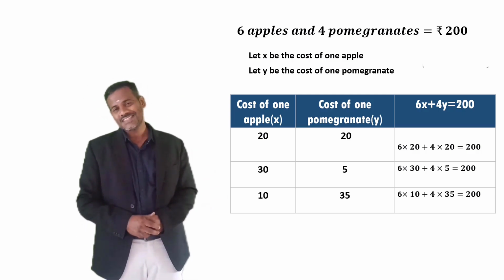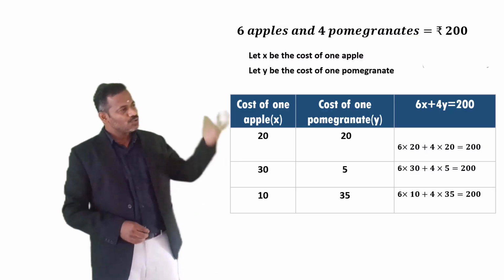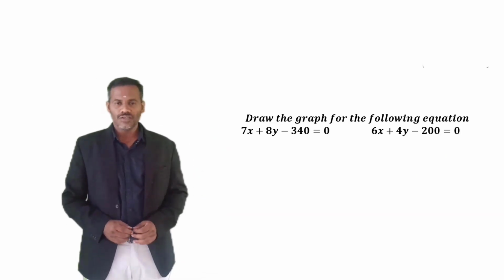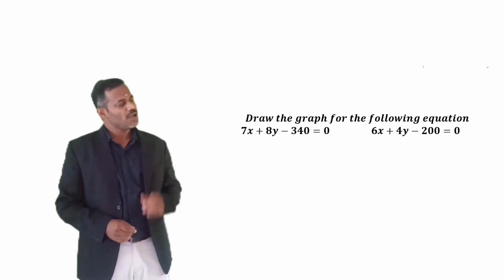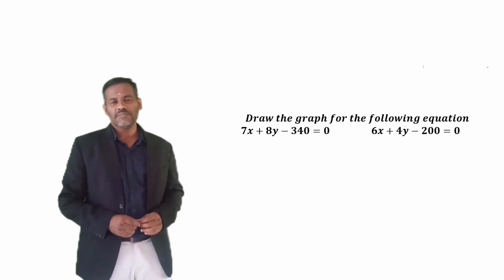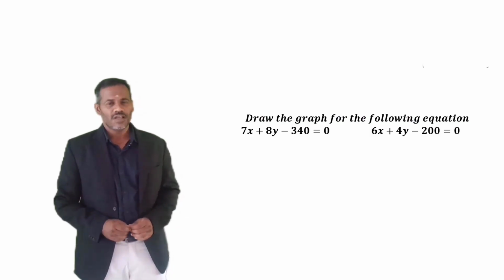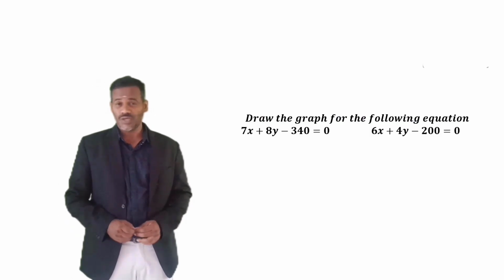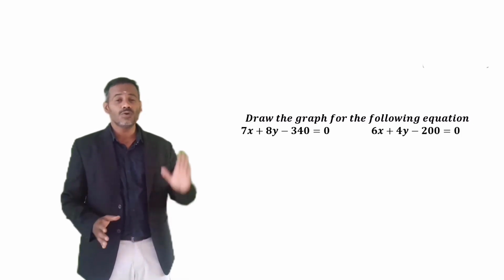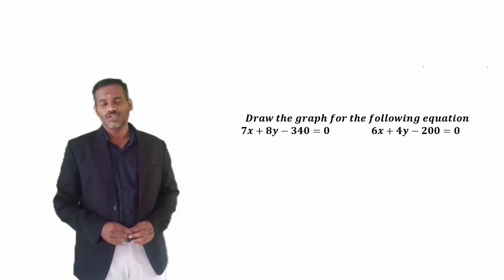What I have to do? Yes, my friend asked me, take these two equations and solve it graphically. Let us draw the graph for the following equations: 7x plus 8y minus 340 equal to 0 and 6x plus 4y minus 200 is equal to 0. Children, first of all, we want to check the consistency of these two equations.